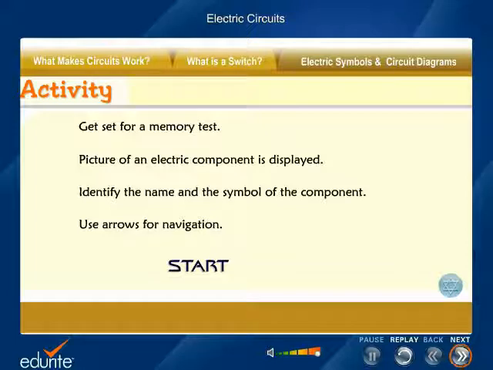Get set for a memory test. Picture of an electric component is displayed. Identify the name and the symbol of the component. Use arrows for navigation.